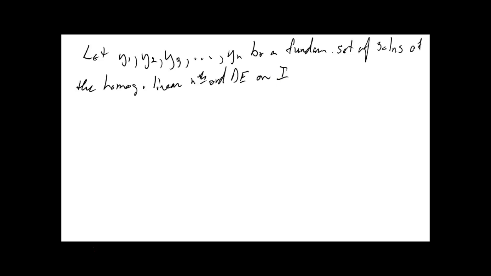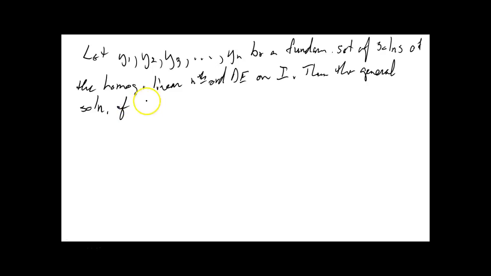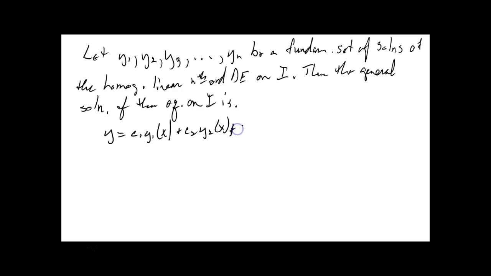If that's a fundamental set, then the general solution of the differential equation on the interval is, this is the general form, y is equal to C1 y1 of x plus C2 y2 of x plus C3 y sub 3 of x, plus all the way up to and including C sub n y sub n of x. That is your general solution.